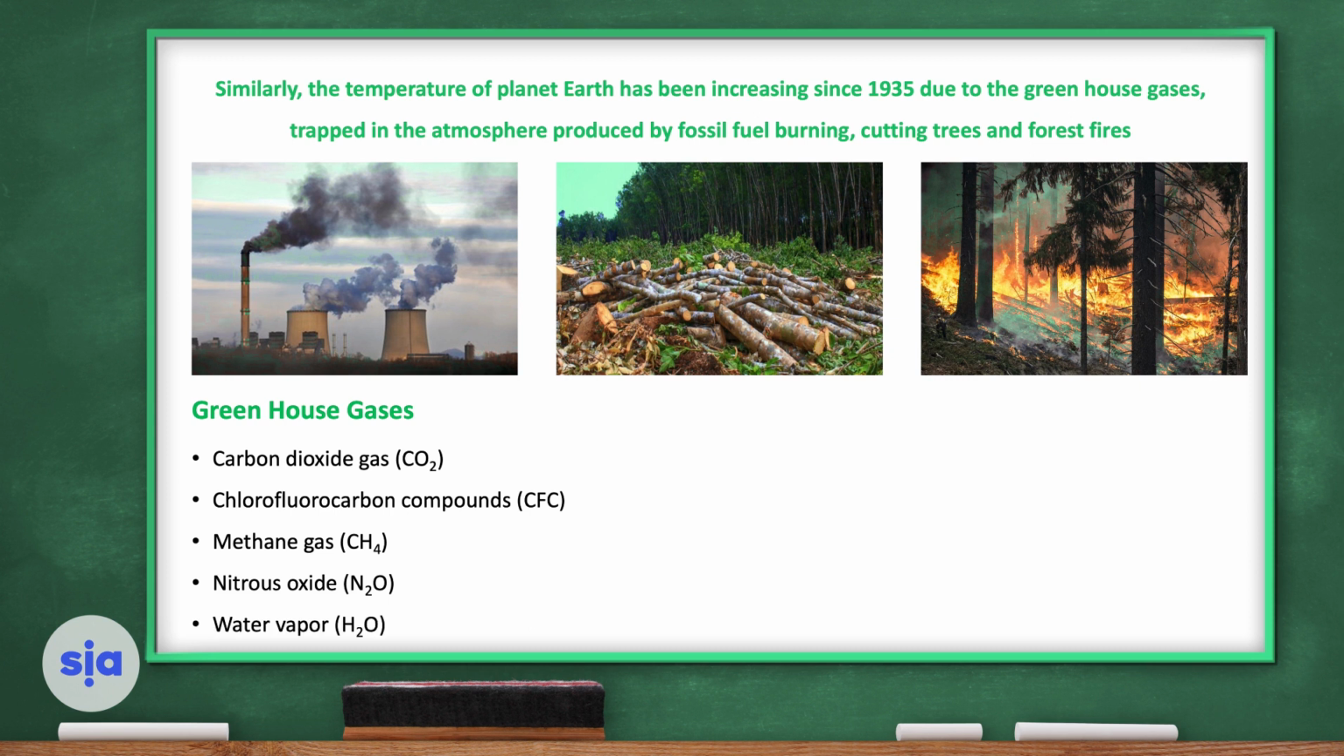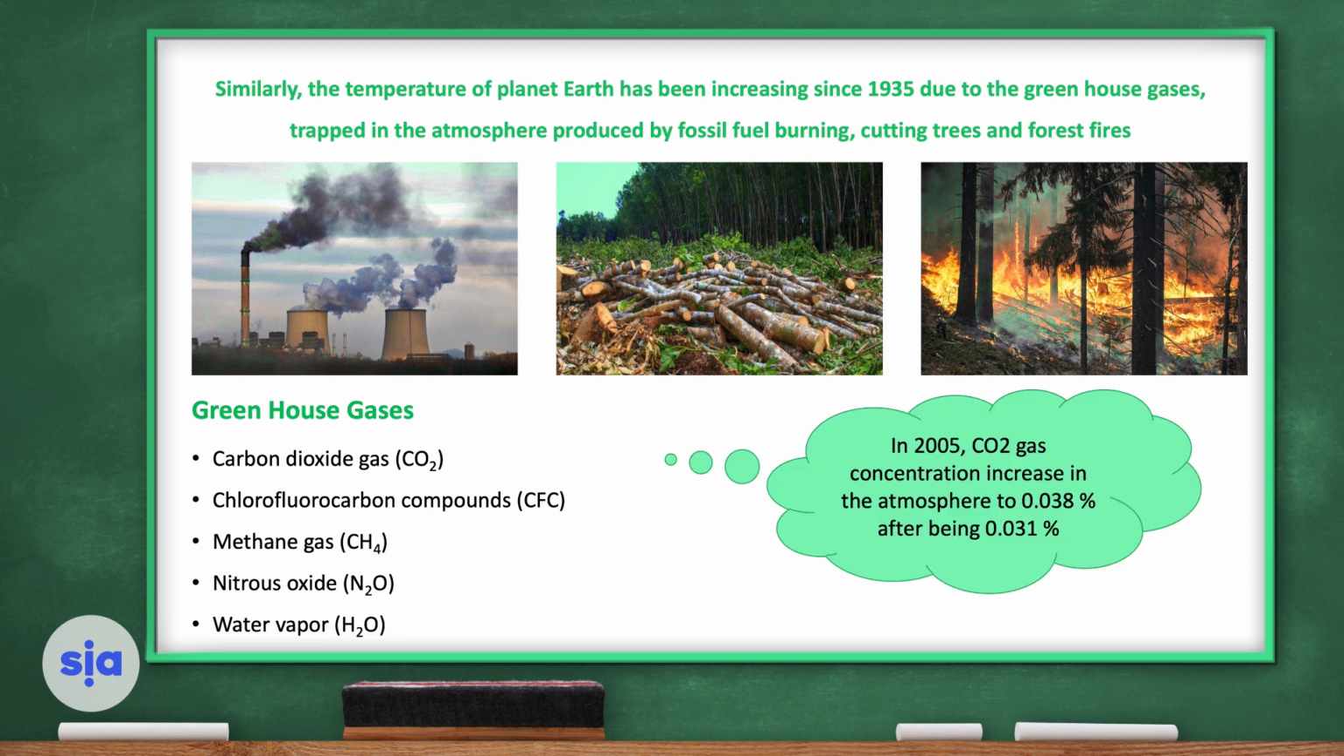Water vapor, yes. Surprised? Yes. Water vapor is also a greenhouse gas. The part of the water cycle? Yes. Water vapor, if it increases, will cause an increase of the temperature of planet Earth too.